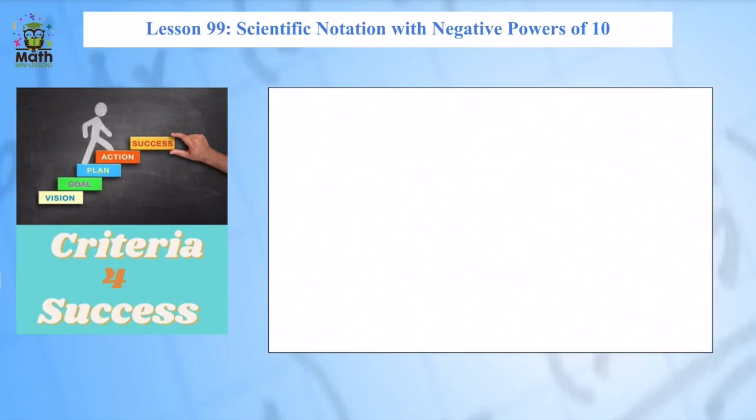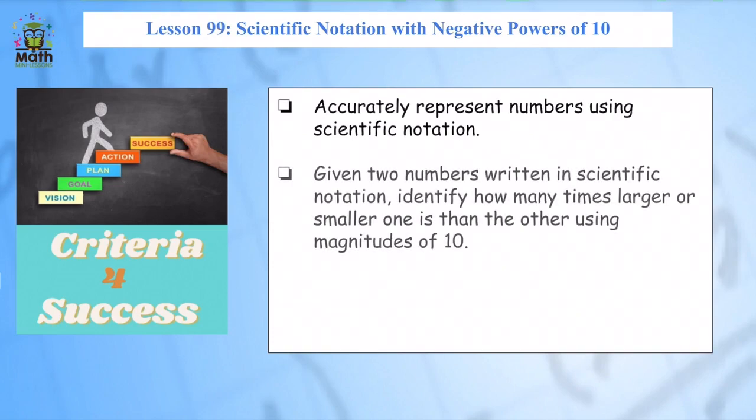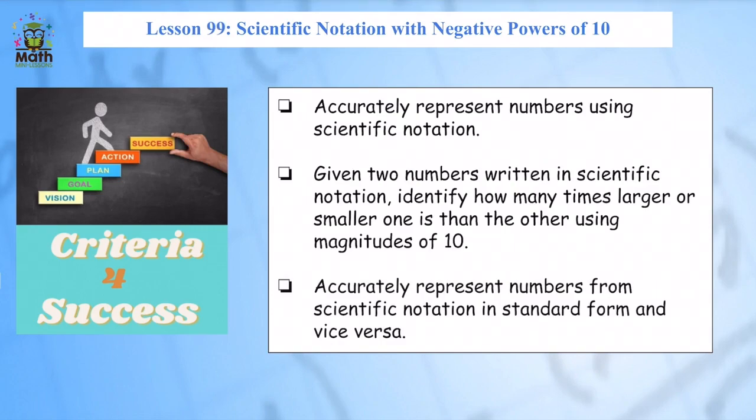Welcome back. In this lesson, we're going to look at values in scientific notation that have negative powers, meaning they are very small numbers. Again, just like in the last lesson, very similar criteria for success: ensuring that I can accurately write a number in scientific notation, that I can identify which is greater or smaller, and by a magnitude of 10, how many times greater or smaller. So if it's 10 to the second power greater, then I know that is 100 times greater. And finally, that I can fluently move back and forth between standard notation and scientific notation form.